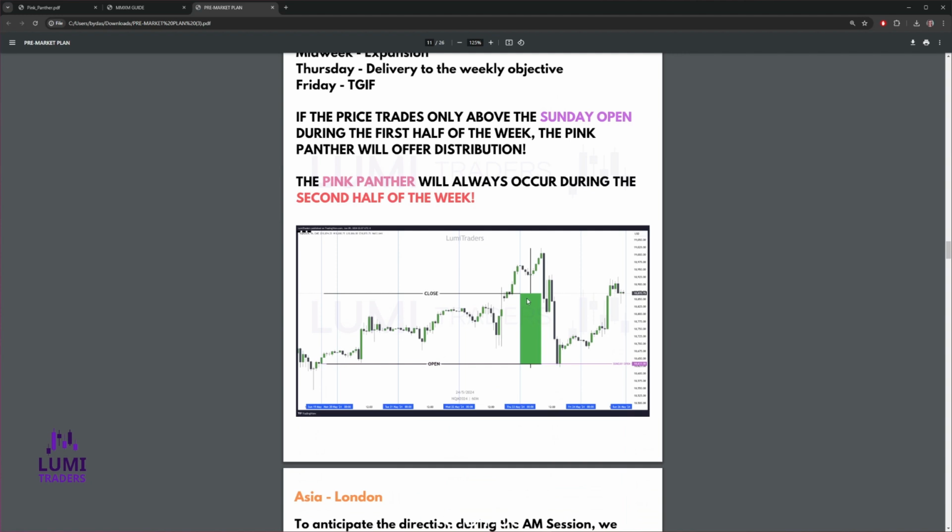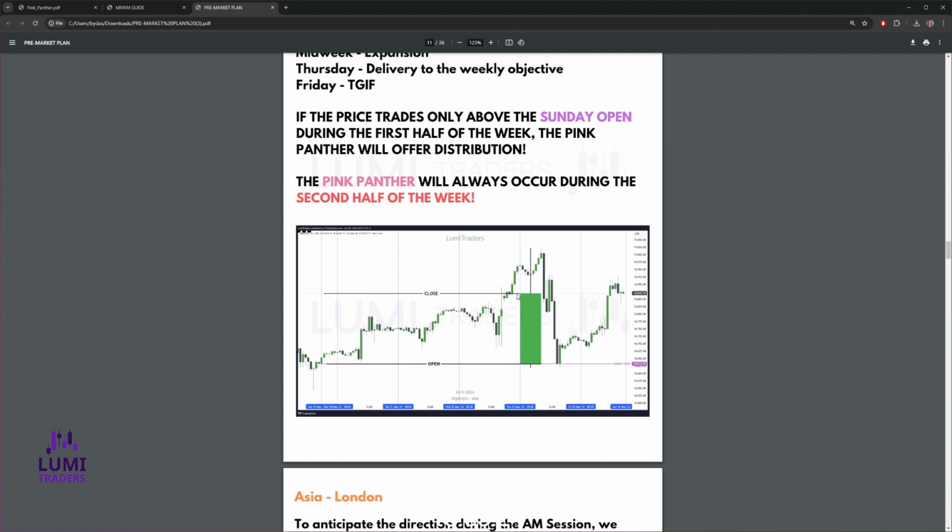Here is an example. Not the best idea to use this green color here. I maybe needed to use black or blue color, but anyway. We got Sunday open, so we got Monday, Tuesday, Wednesday. The second half of the week starts during the PM session on Wednesday. We see that price was trading above Sunday open in the first half of the week. So we got manipulation up, but it never offered distribution yet.